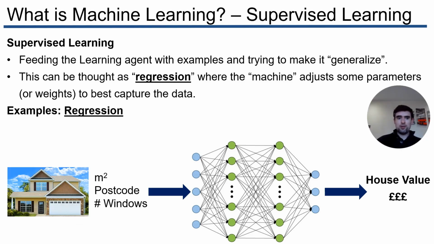Now, the other example that we want to look at is regression, which is a bit more complicated. What you could do is feed in square meters or feet, depending on where you are, postcode, and number of windows. Assuming we have a lot of data, we're able to train this model, and then when a new house comes up and we know the square meters, the postcode, and the number of windows, we could say, okay, this is the likely value of the house.